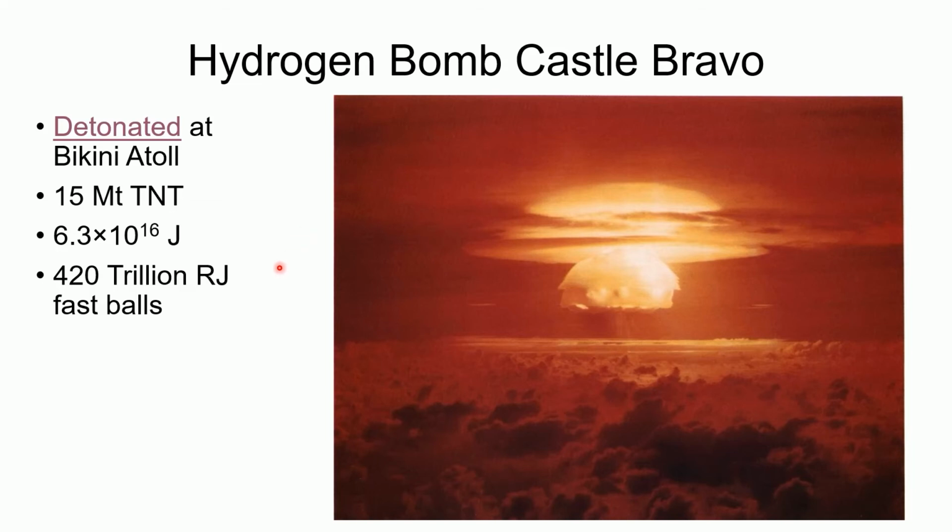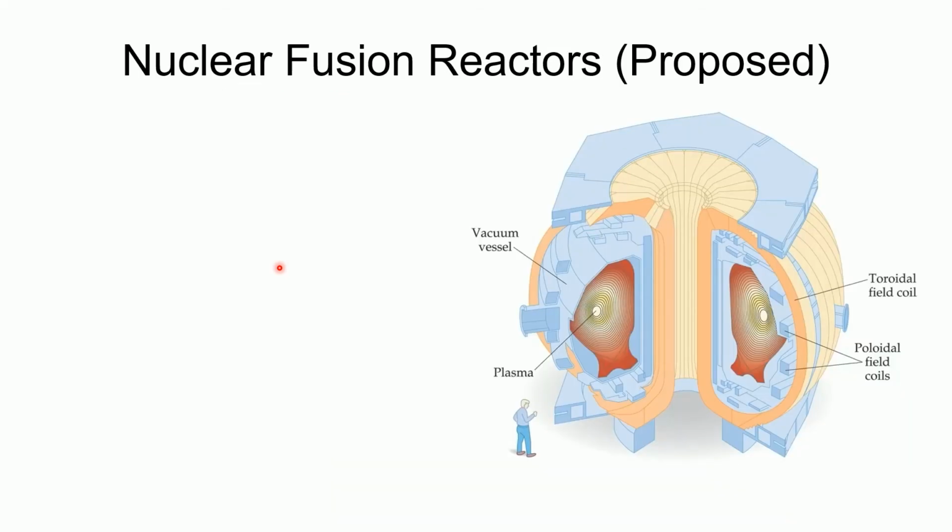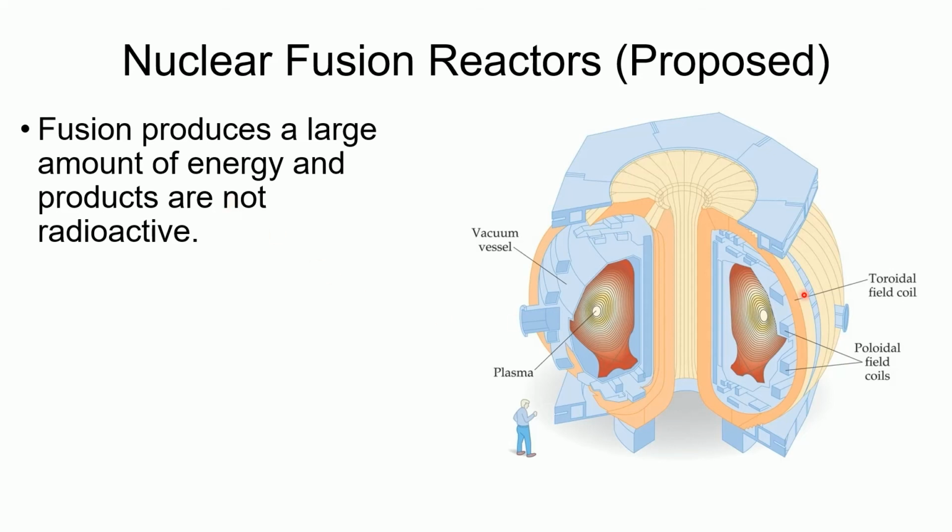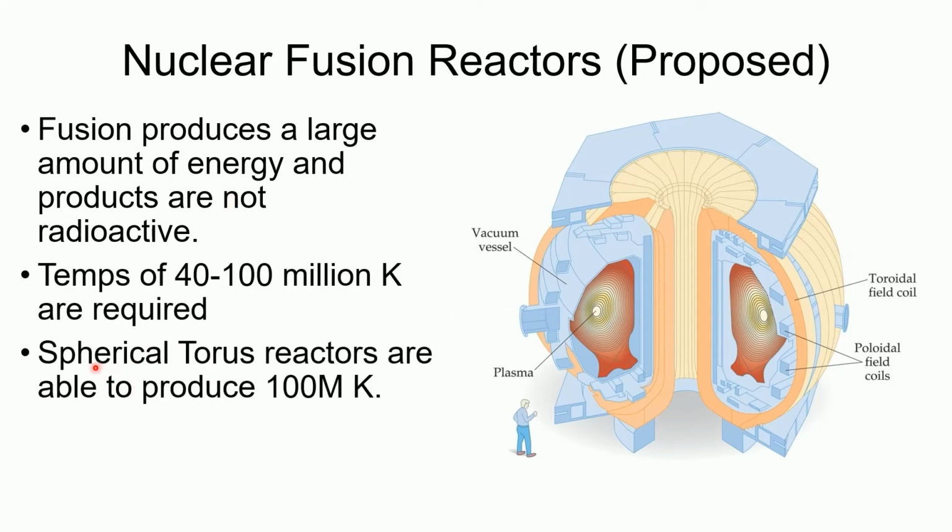Obviously, it would be a much better idea if we could find a way to use this peacefully, and that peaceful way would be to make electricity. So there are proposed reactors that we can use to do nuclear fusion to generate electricity. And one of those proposed reactors is of this type. It's called a spherical torus reactor.